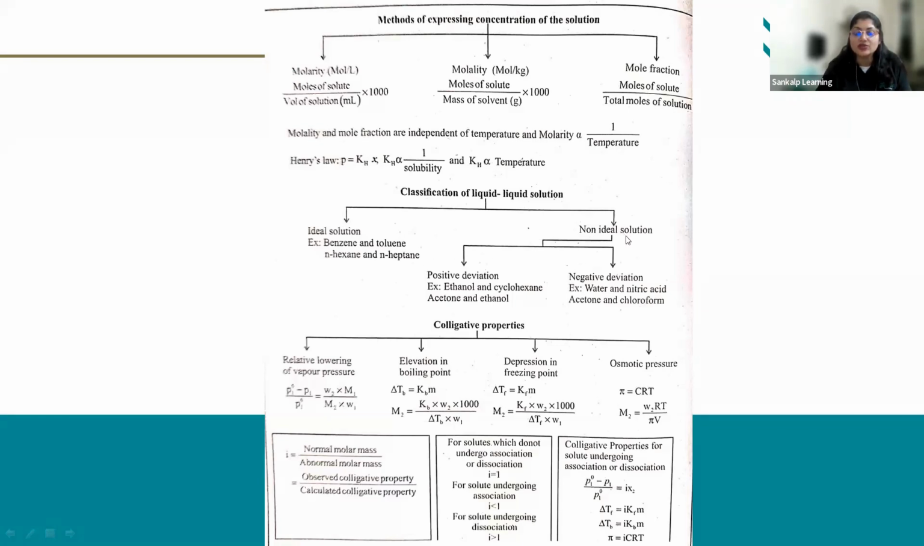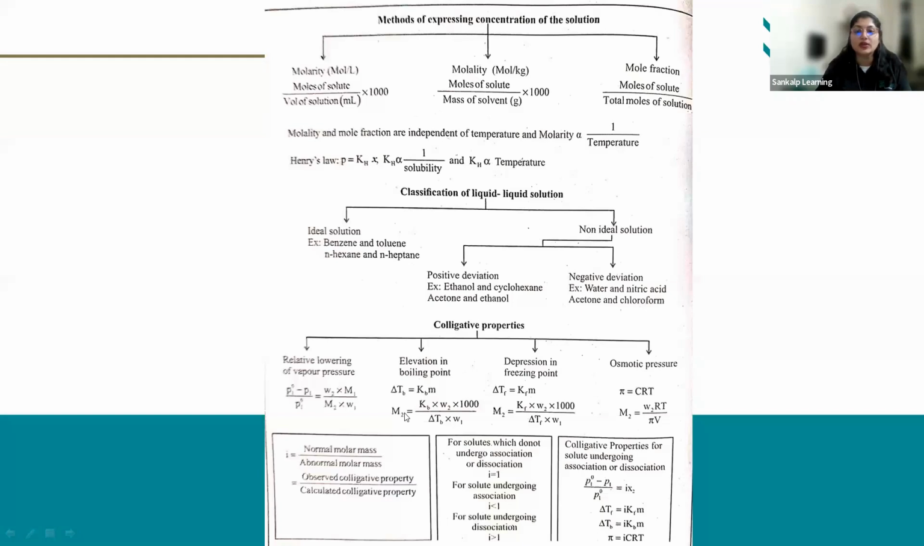The non-ideal solutions are those which do not obey Raoult's law. There are two types: positive deviation and negative deviation. Remember the examples of positive deviation: ethanol and cyclohexane, acetone and ethanol. Remember the examples, very important. Negative deviation: water and nitric acid, acetone and chloroform.